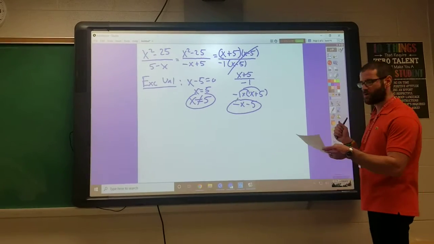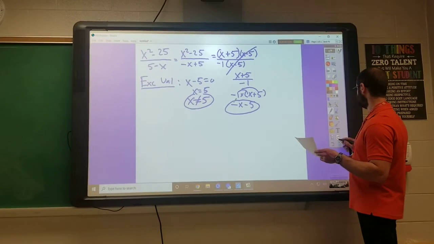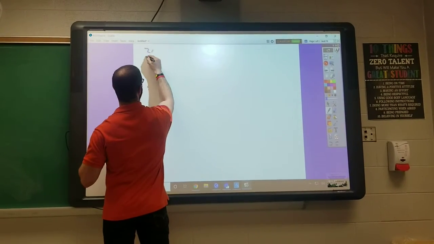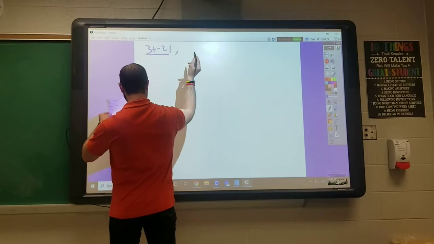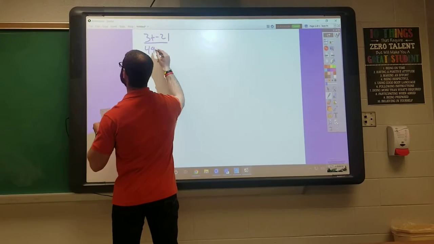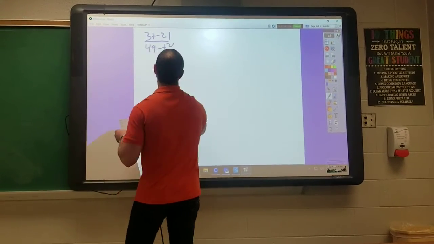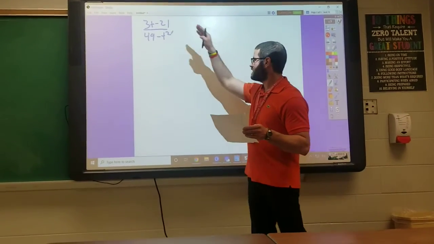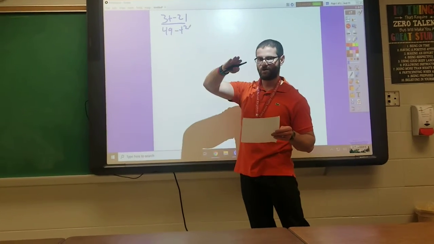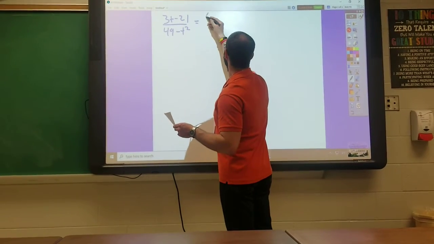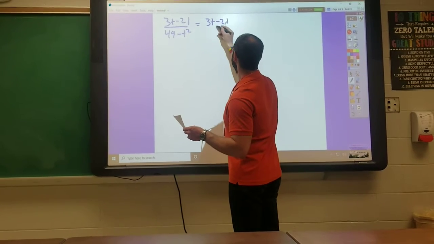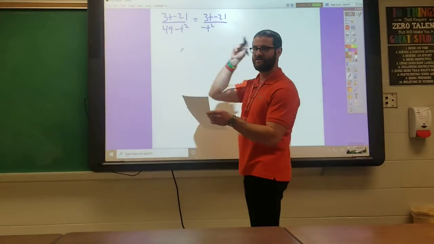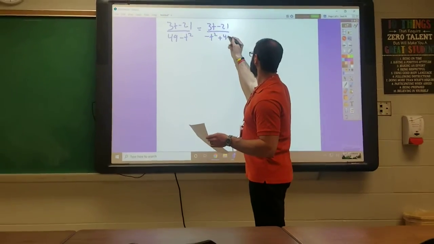All right, let's try one more. So, let's say I have 3t minus 21 over 49 minus t squared. Okay. So first thing, let's rearrange the bottom, right? When we have a quadratic, we want to have that squared term first. So let's just leave the top alone for now, 3t minus 21. So I'm going to change this to negative t squared plus 49. Again, same thing, except I just rearrange the terms.